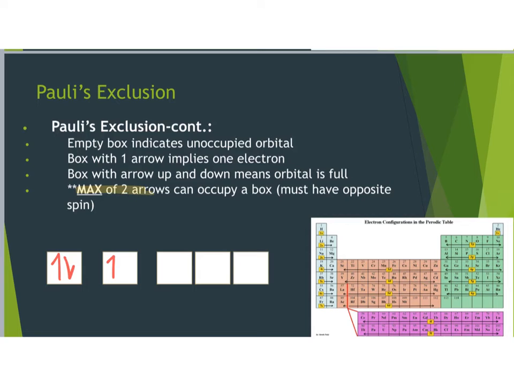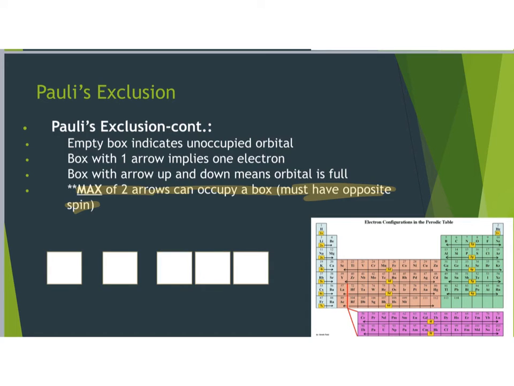Now one thing that you have to keep note of is this right here, where it says a max of 2 arrows can occupy a box, and they must have opposite spin. So you'll never put any more than 2 arrows in a box, and you can never have something like this. They must go in opposite directions. I don't care if you draw something like this, or if you start out going down first and then up. Me personally, I tend to do it like this just because I think it's easier.